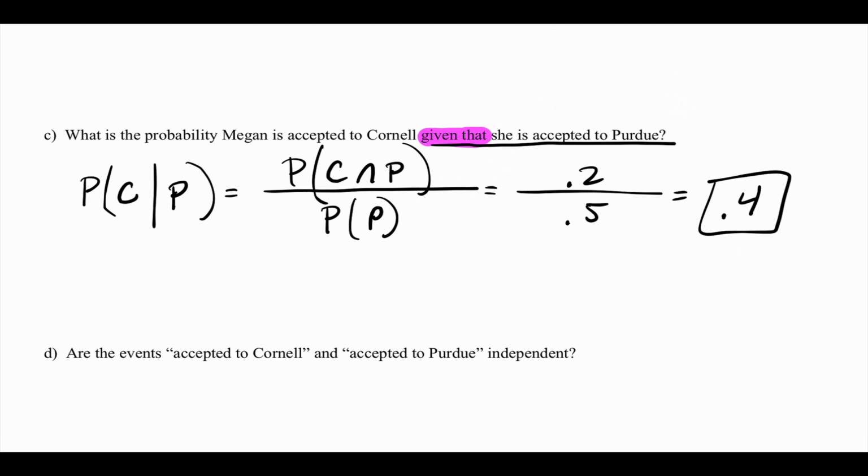Anytime you see the words given that, use that formula. Change the A's and B's to whatever you need to fit and use the formula. Trust me. Don't try to think about it. Anytime you see that, go right to the formula. Okay?